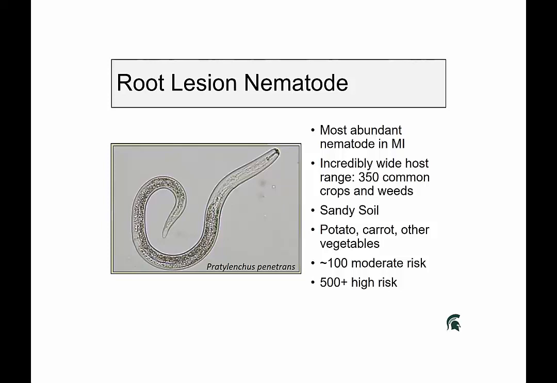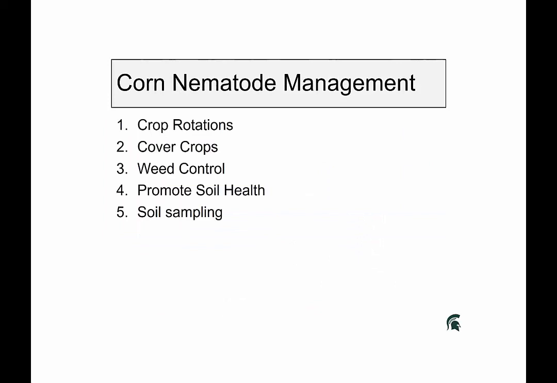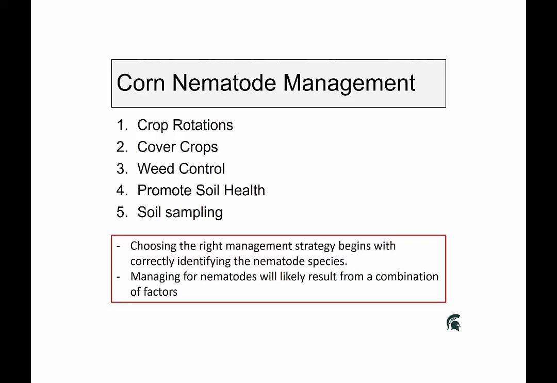It's just that soybean cyst nematode is so much more serious that we pretty much focus only on soybean cyst nematode with soybeans. But root lesion nematode is taking a consistent yield cut. So for nematode management in corn: crop rotations, cover crops that are non-host to the nematode that's giving you problems, weed control, soil health, and soil sampling in order to prevent problems.